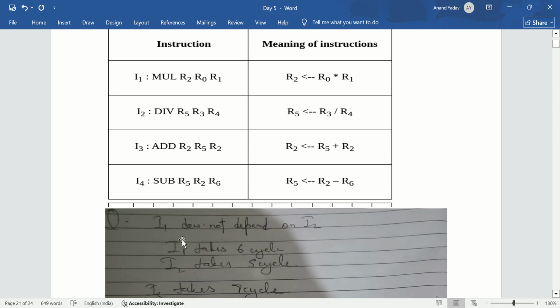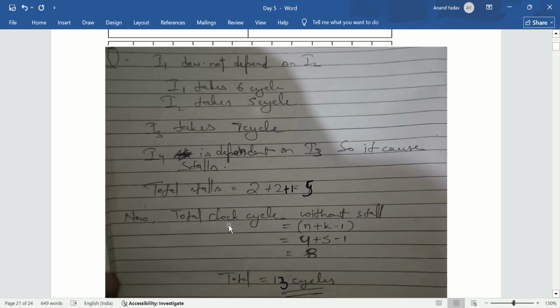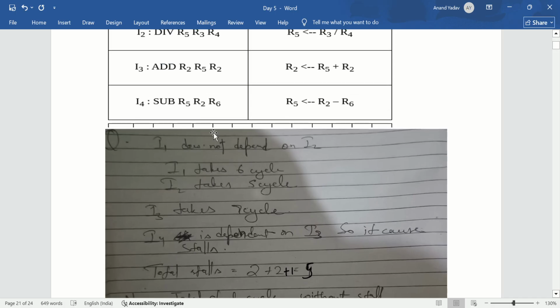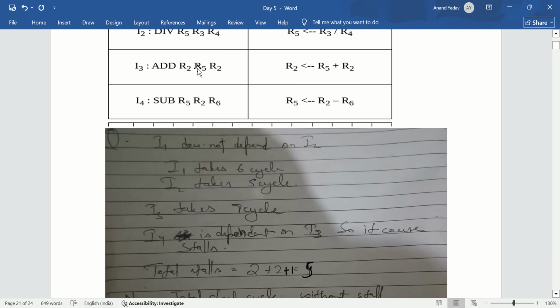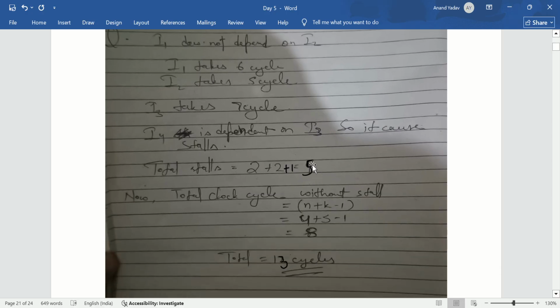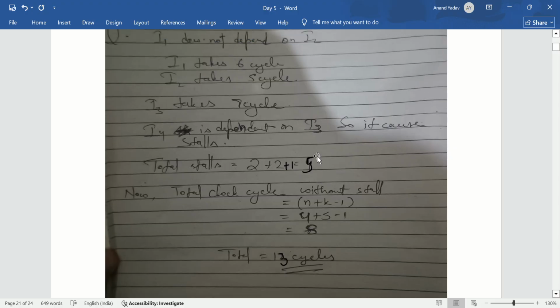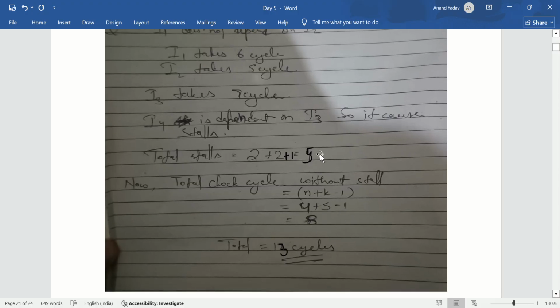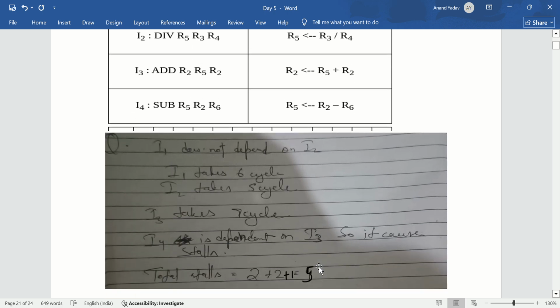instruction. If stalls do not occur, 8 clock cycles will be taken to complete this instruction. But there is a 5-cycle stall, which is also counted, so it will take a total of 8 plus 5, 13 clock cycles. In this way I solve this question.